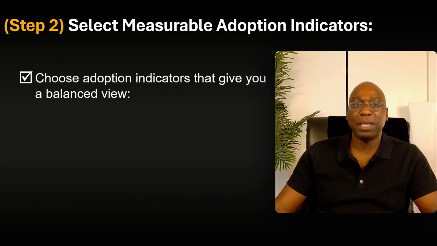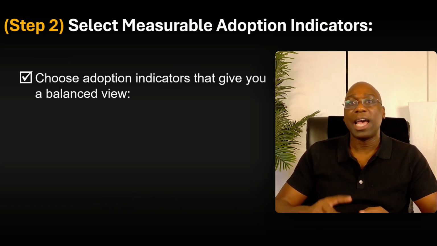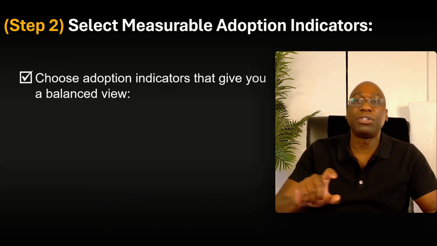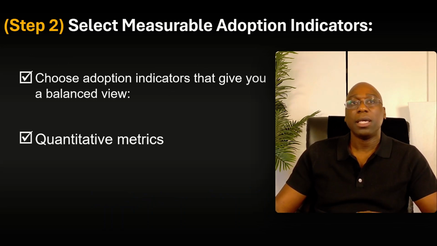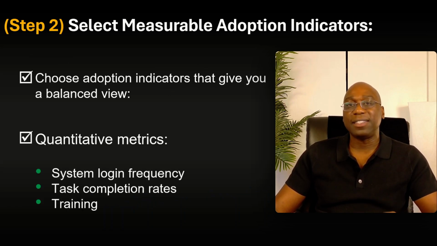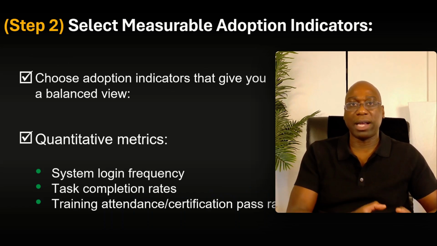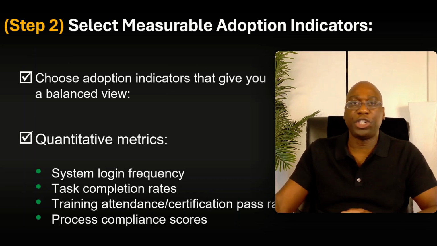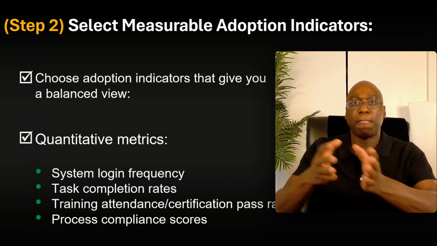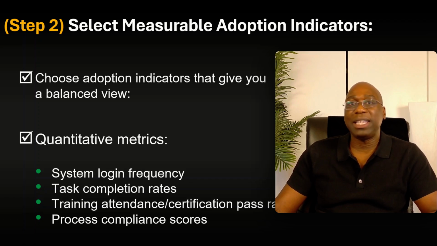Quantitative change management KPIs answer questions like how much and how many, and they provide hard data that can be tracked over time. Here are some examples of quantitative metrics. System login frequency. You can track that before and after the change. Task completion rates. You can track that before and after the change. Training attendance and certification pass rates are just another example. Process compliance scores is one more example.